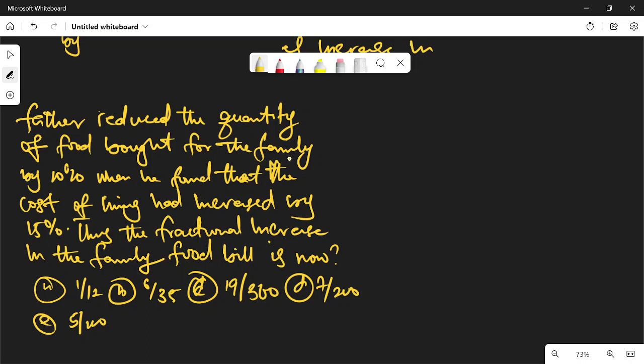Play the question. This is the question on the screen now. Father reduced the quantity of food bought for the family by 10% when he found out the cost of living had increased by 15%. Thus, the fractional increase in the family food bill is now what?